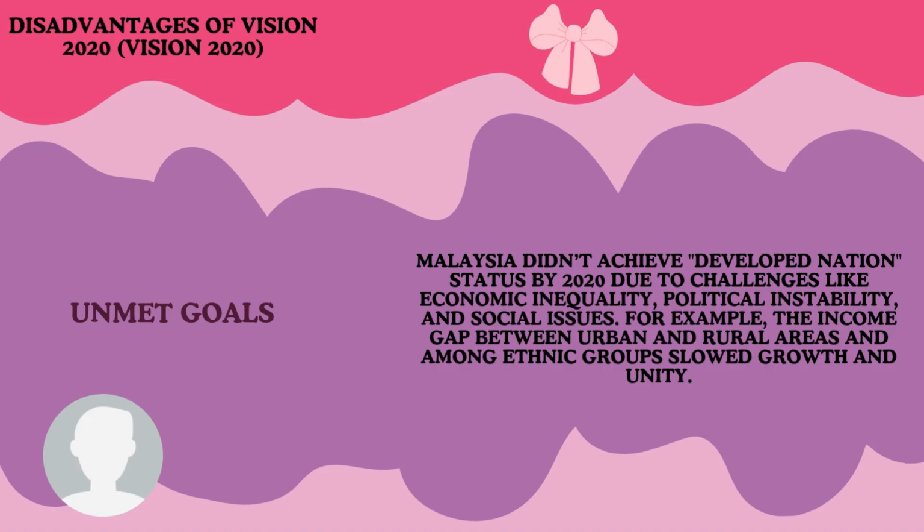Despite notable progress, Malaysia did not fully achieve the status of a developed nation by 2020 as outlined in Vision 2020. Several challenges hindered the realization of its goals, including economic inequality, political instability, and persistent social divisions. One of the major setbacks was the income gap between urban and rural population, as well as disparities among different ethnic groups, which limited inclusive growth and national unity.